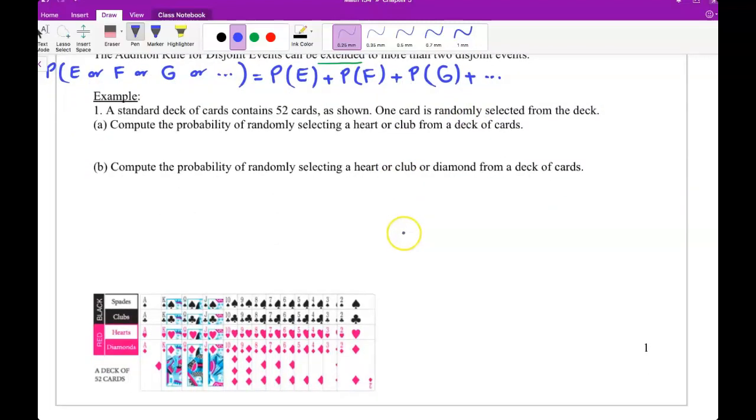Now example 1: a standard deck of cards contains 52 cards. Here we have 52 cards. One card is randomly selected from the deck. Part A: compute the probability of randomly selecting a heart or club. Here in between we have or. So we should find the probability of heart or club, exactly the same as the previous part.